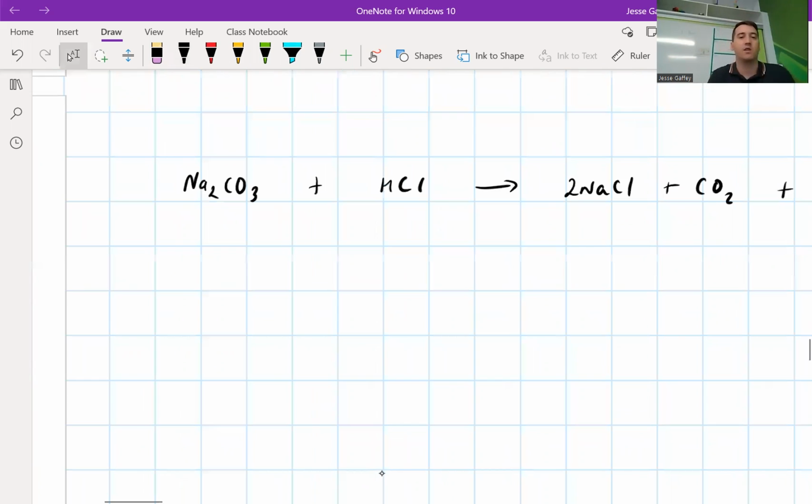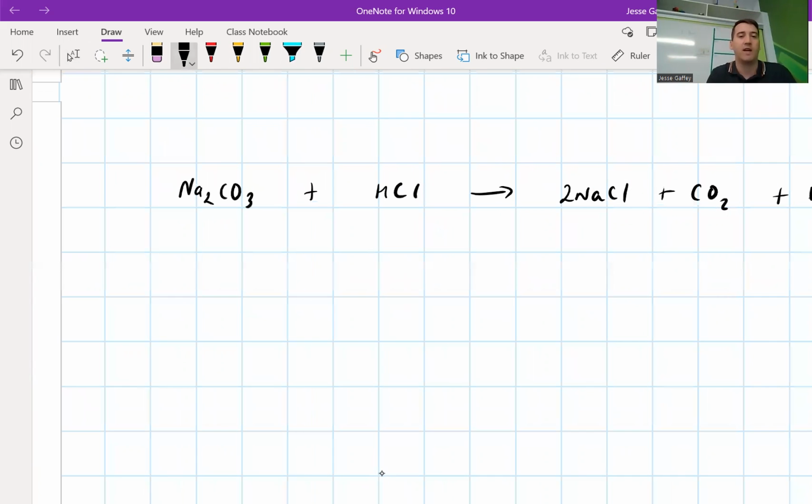If you haven't done this already, I always ask students to label which one's the acid and which one's the base, because this is an acid-base titration. Do that now if you haven't done it already. What you should have said is that the HCl is the acid and the Na2CO3 is the base. Okay, so we got our acid and our base.